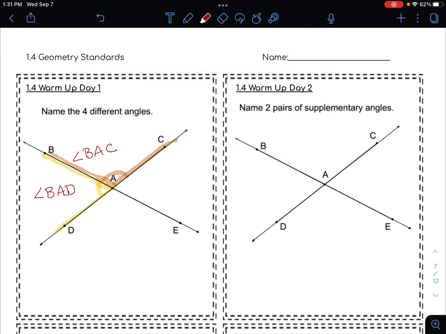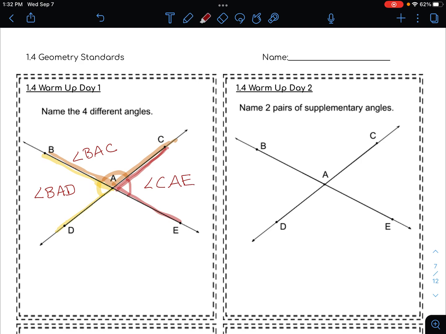Okay, next up, I'm going to go this side, and then this side. So remember, you need 3 letters. I started with C. My corner was A. You always need that vertex in the middle, and then E.